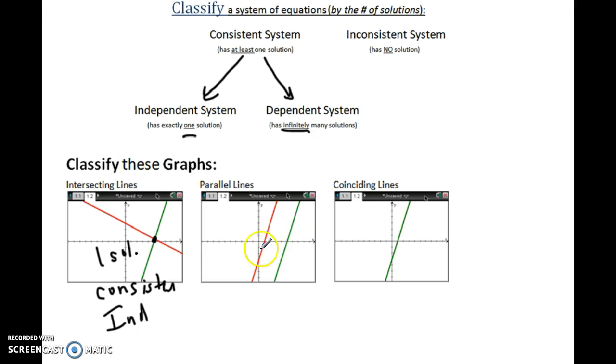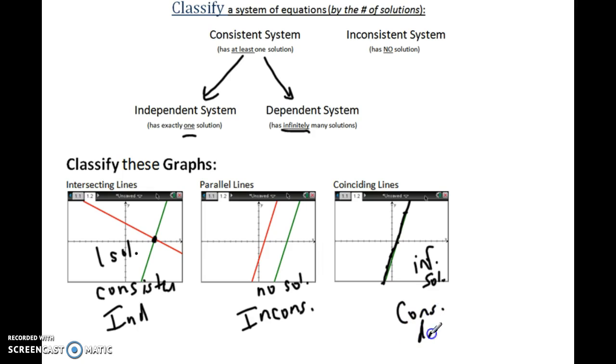This one doesn't look like it crosses at all. They look like parallel lines, so it has no solution, which means it must be inconsistent. And then coinciding lines, what that means is there's a line on top of another line. How many solutions would that have? Well, this would be a solution, this is a solution. There are so many solutions. There's an infinite number of solutions. So we say infinite solutions, which means this must be consistent and dependent. Consistent and dependent. So that's just the types of systems that you have.